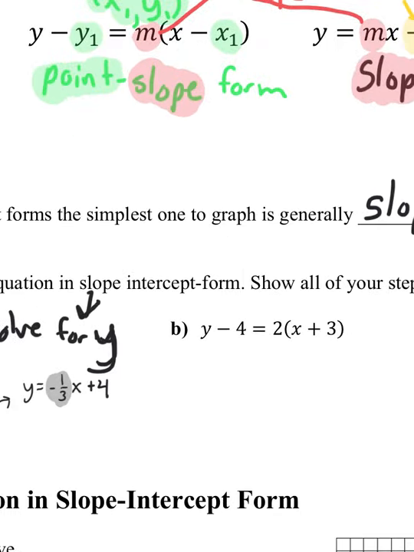Example B, we want to solve for y. Before I solve for y, I got to get rid of these parentheses. So I'm going to distribute this 2 to both sides of the equation. So I say y minus 4 equals 2x plus 6.